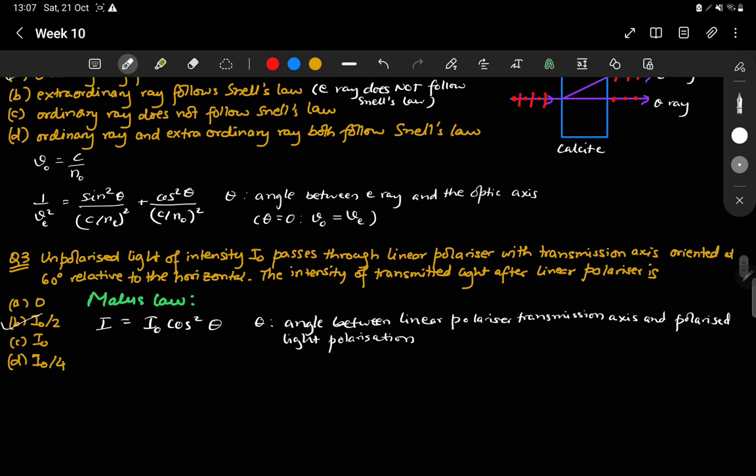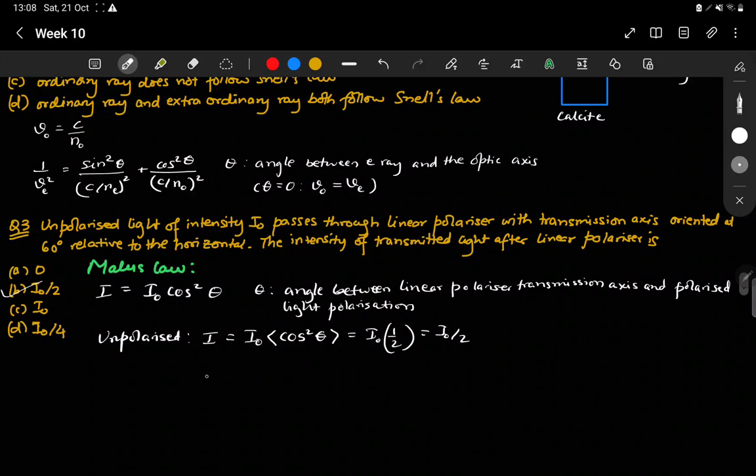Now when you have unpolarized light, our input is unpolarized, so for unpolarized light it will be the average of all the angles, because in unpolarized light the polarization angle varies randomly. So since it varies randomly, we need to take average of all possible angles from 0 to 2 pi, and average of cos squared theta is half, and thus we get I naught by 2.